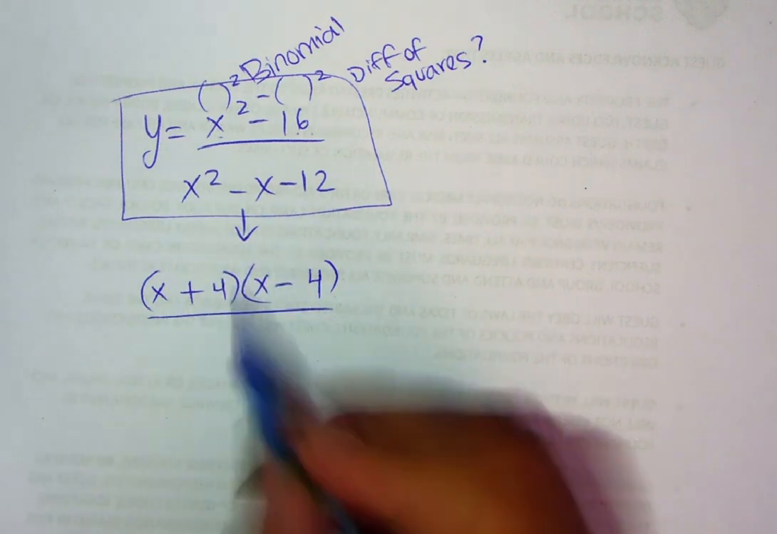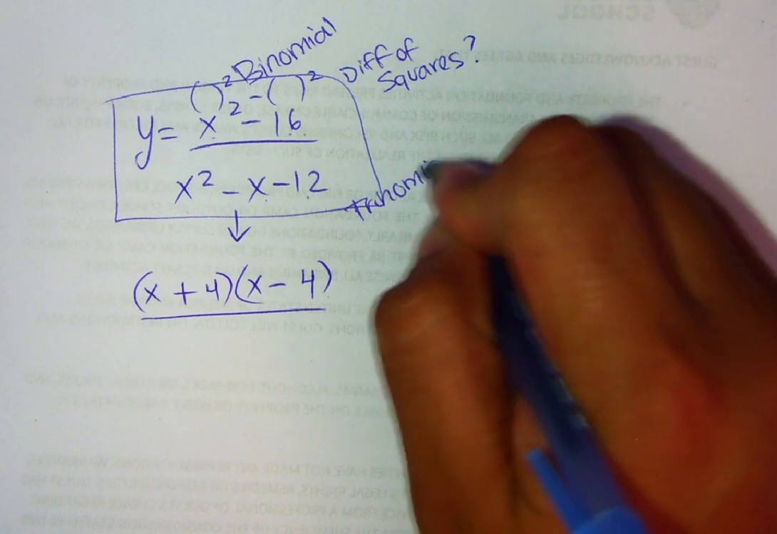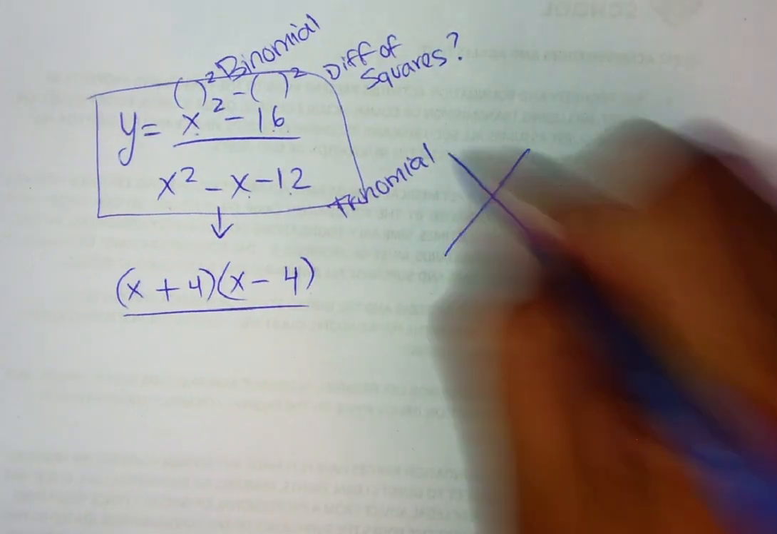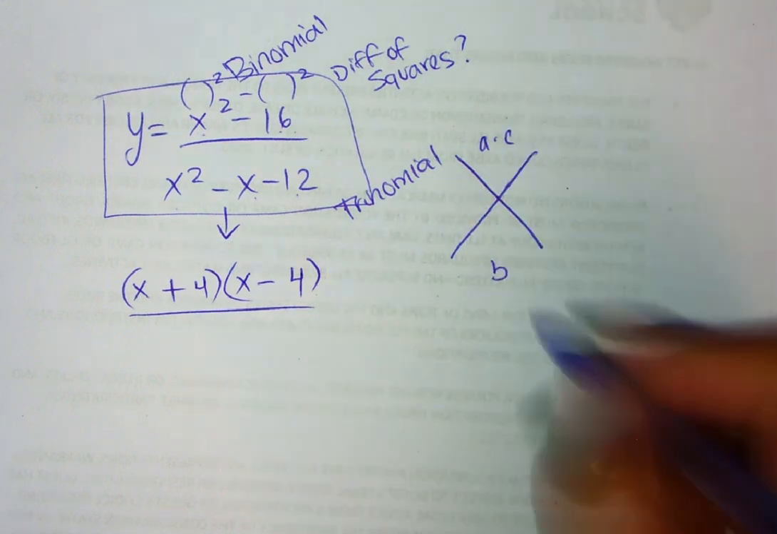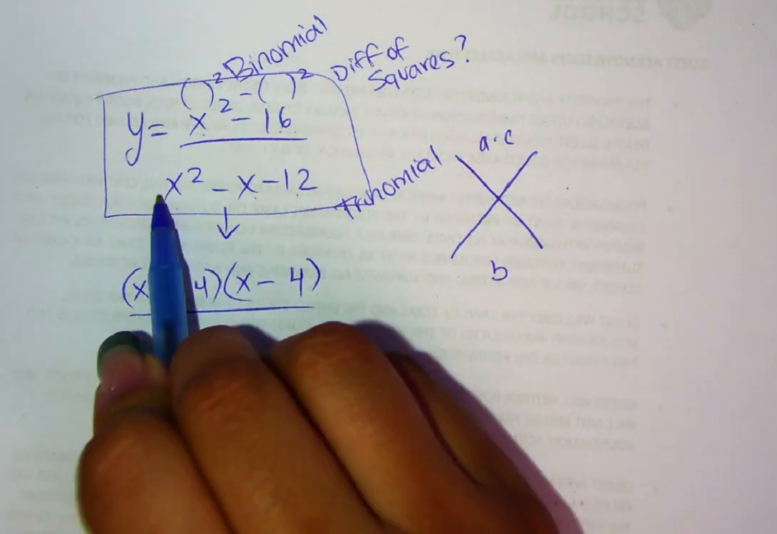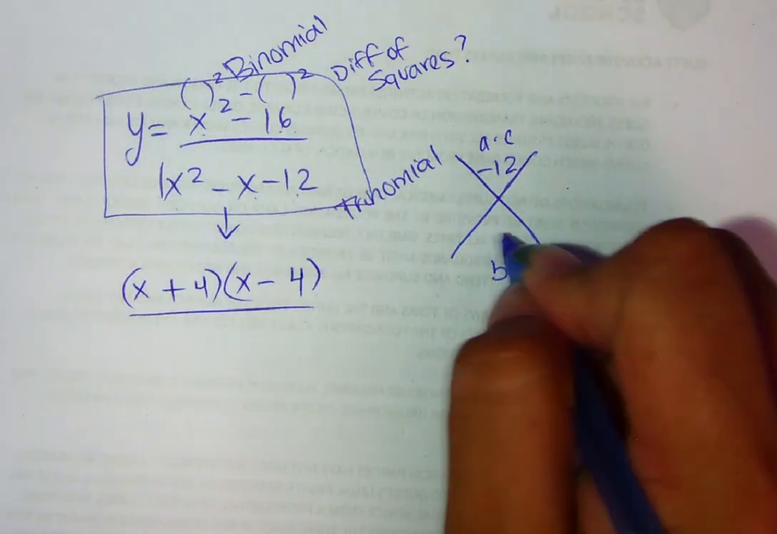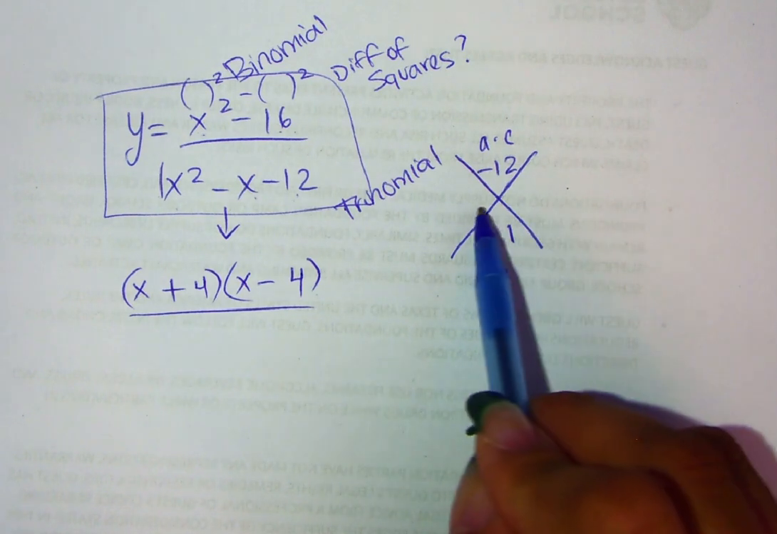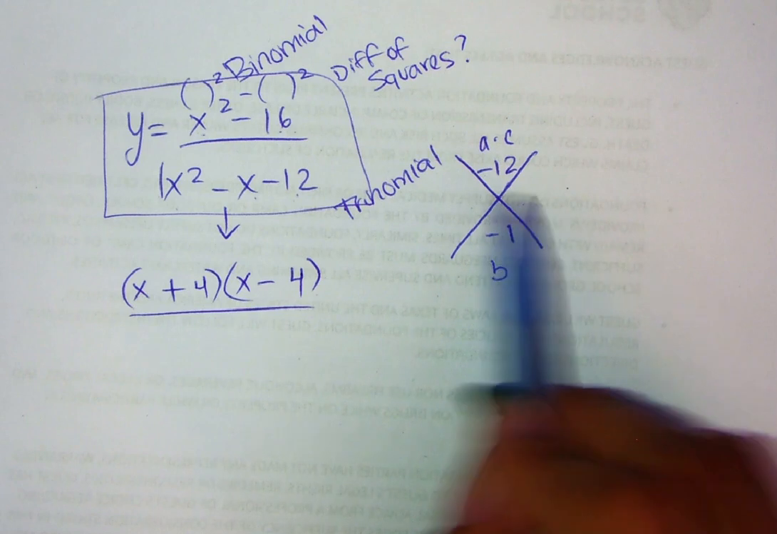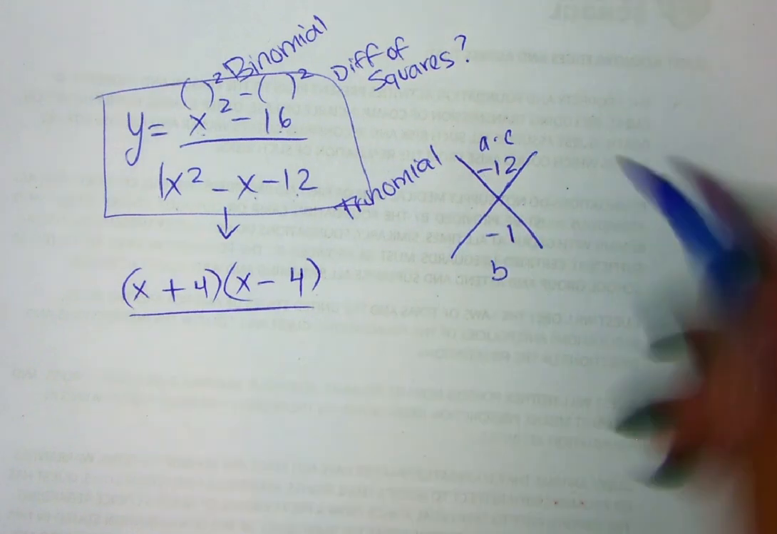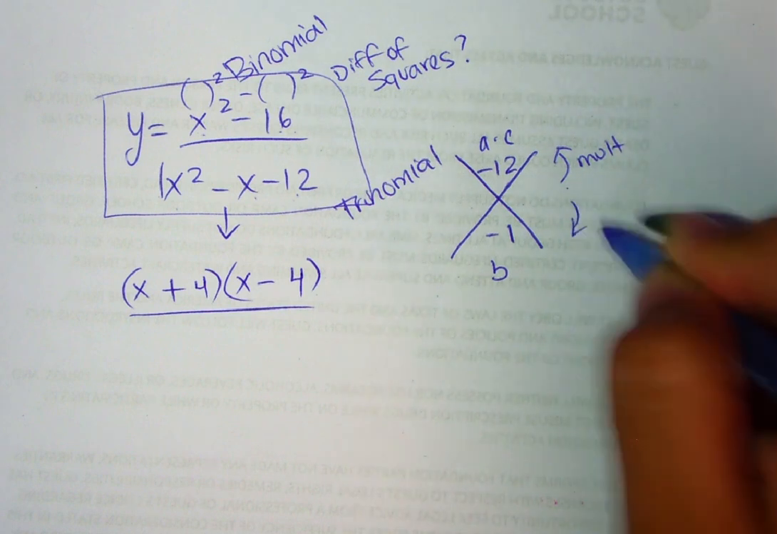For the denominator, though, you have a trinomial. Anytime you have a trinomial, you want to consider using the strategy that we did in class of writing an x with a times c at the top, and then b at the bottom. So a times c, it's 1 times negative 12, and then the b is negative 1. What two numbers do you multiply to get negative 12? And what two numbers do you combine to get negative 1? So looking up is what do you multiply, and looking down is what do you combine.